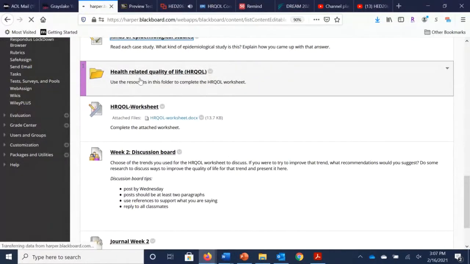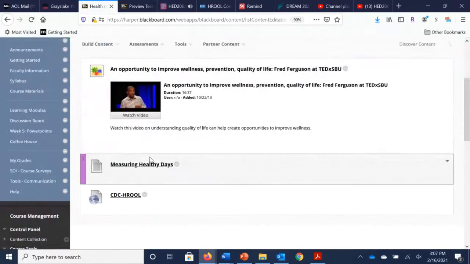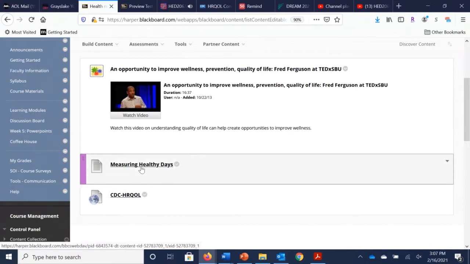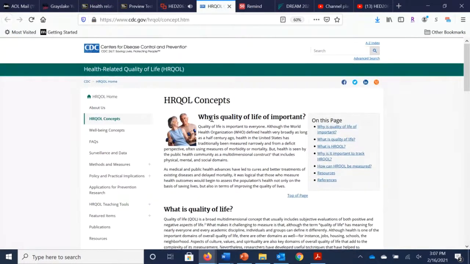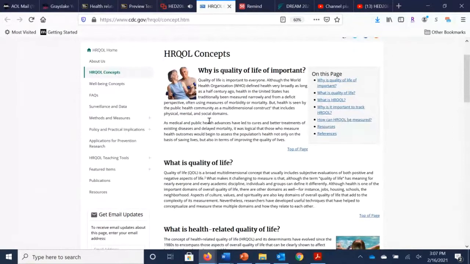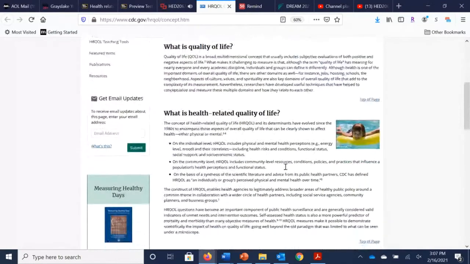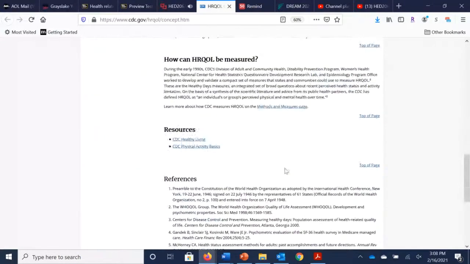So first you're going to use the resources provided in the folder, Health-Related Quality Days. There's a short video to help you understand what health-related quality of days is. This will bring you to the CDC website, and this will bring you to a document, which I already have all of these open. So here's the CDC website, and this tells you why is quality of life important, why are we looking at it, why ask about it, what is health-related quality of life, that's what we're talking about here, and why is it important to track it, how is it measured. So this gives you just basic information on the HRQOL.